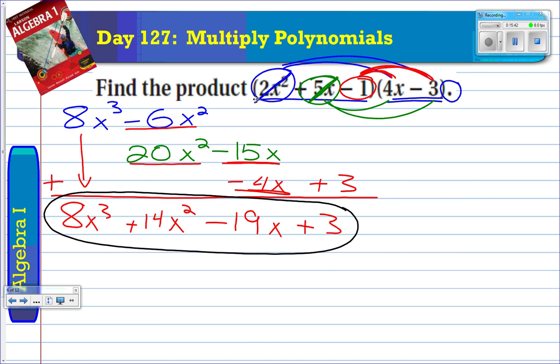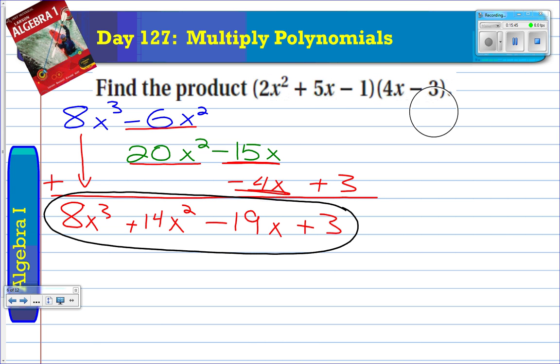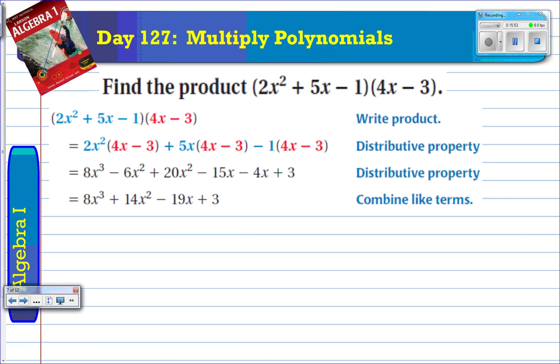Let me erase all my work up here so you can see the original problem. That's about as ugly as they're ever going to get. It's just a lot of steps. Not difficult, just a lot of steps. Okay. Here's the way we did it. I'm going to keep moving.